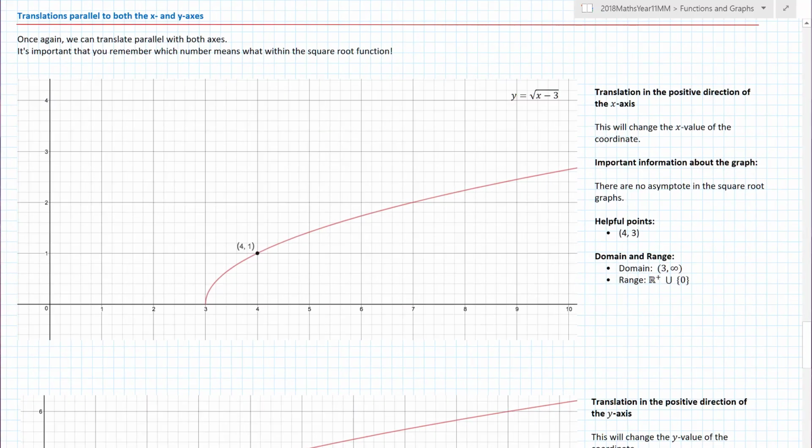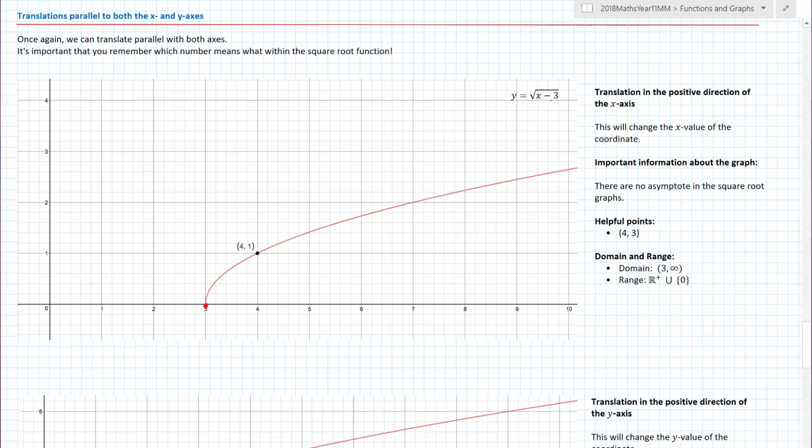Translations parallel to both the x and y axis, nothing majorly difficult here, except when they give you these graphs in an exam. Always look at this point here, because wherever that point is, it's an automatic indicator of a translation. 9 times out of 10, you'll be able to look at that point there and find the values of your translation. Now you're going to say, why would that be important to me? Well, it just so happens there's a lesson coming up later on about fitting this stuff to graphs.